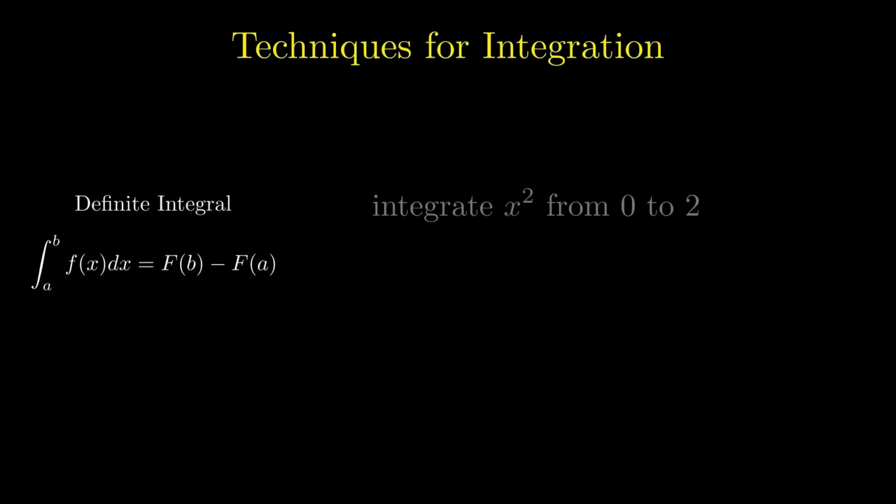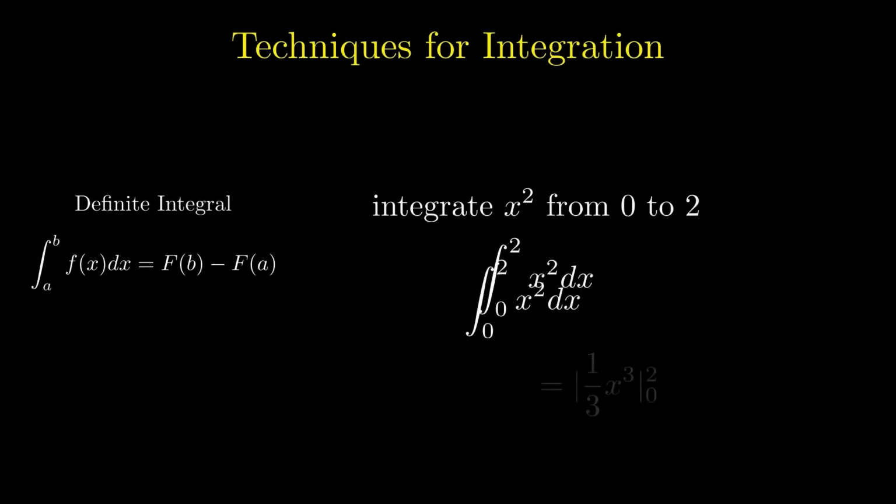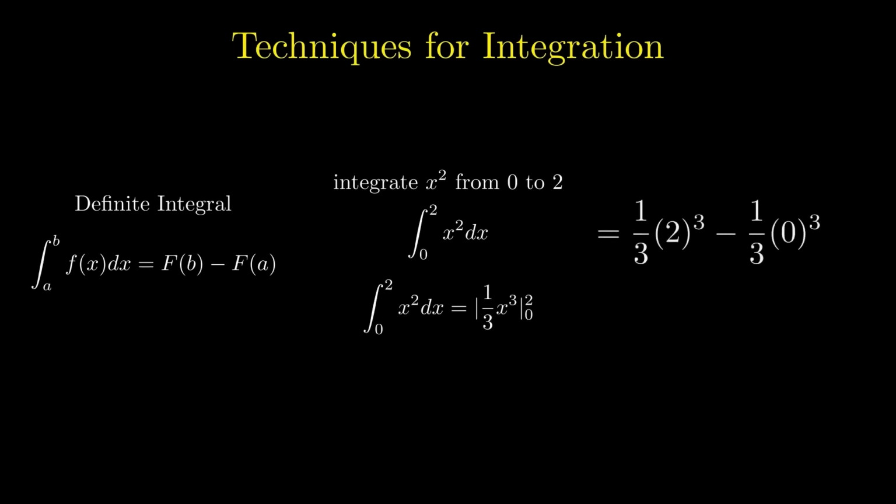Let's find the definite integral of x squared from 0 to 2. Integral from 0 to 2 of x squared with respect to x. To evaluate this integral, we can use the power rule of integration. The integral from 0 to 2 of x squared with respect to x equals 1/3 x cubed evaluated from 0 to 2. Now we apply the bounds. Equals 1/3 times 2 cubed minus 1/3 times 0 cubed, equals 8 over 3.